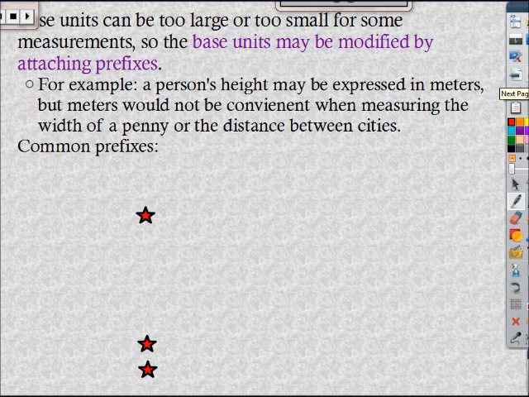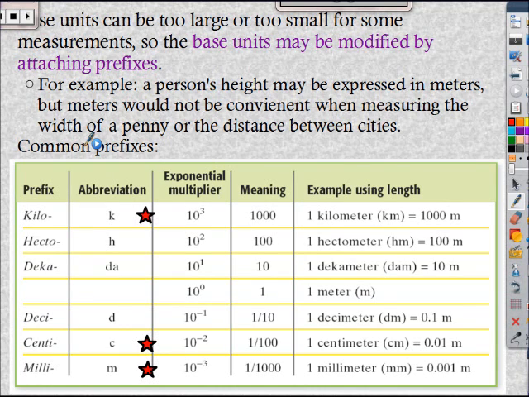Now sometimes the units are kind of silly. If we're talking about how tall a person is, we can say they're 2.5 meters tall, and that makes sense. But if we're talking about how far it is from here to Chicago, we're not going to say it's 80,000 meters. Nobody likes numbers that big, so we use prefixes, and these are some common ones. The stars indicate ones that you really should have memorized. Kilo, centi, and milli are all very common, and you're going to use those all the time in this class.